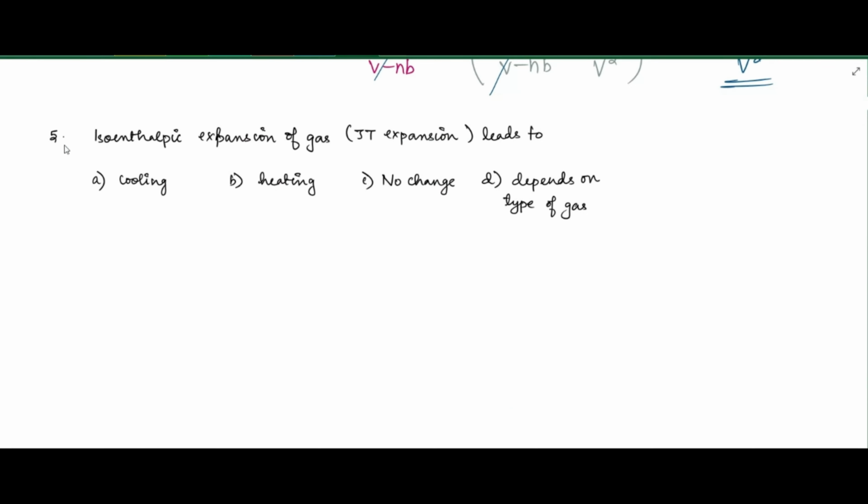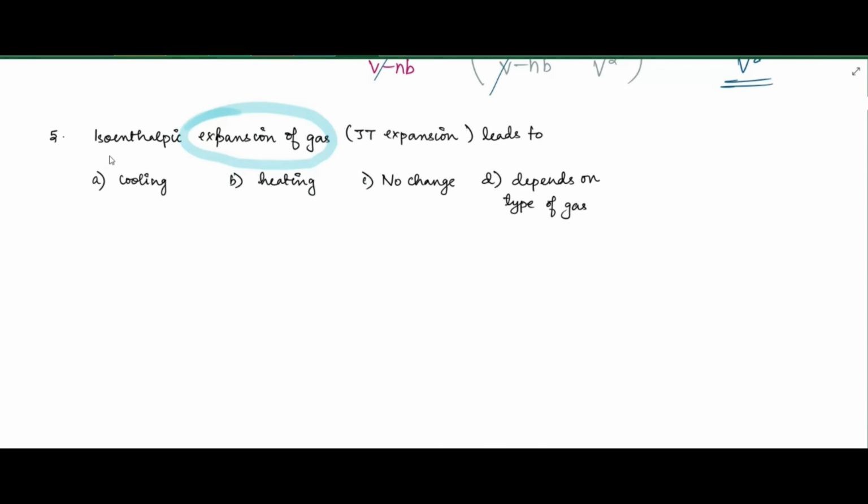So you have been given an isenthalpic expansion. What does isothermal mean? Temperature is maintained constant. Isobaric means pressure remains constant. Similarly, isenthalpic means the enthalpy remains constant. When going from one point to another, the enthalpies remain the same. So the isenthalpic processes are those where the enthalpies remain the same. They said that an isenthalpic expansion is taking place.